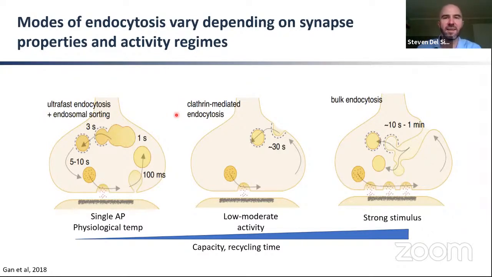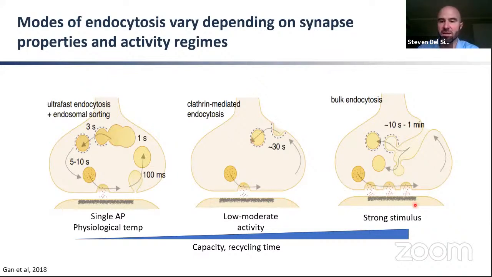We know, for instance, that it can occur very robustly and adaptably to a wide range of exocytic scales, and over very different time scales. So at single action potentials, at physiological temperatures, endocytosis can occur extremely rapidly by ultrafast endocytosis, which can occur within hundreds of milliseconds and can regenerate 1 to 3 vesicles. Under normal to low moderate activity levels, vesicles can be regenerated by clathrin-mediated endocytosis, which can happen on a time scale of tens of seconds.